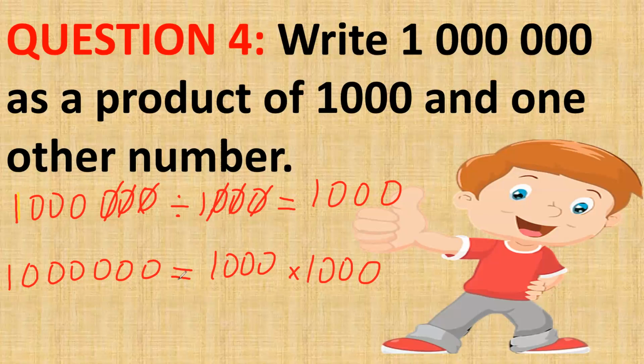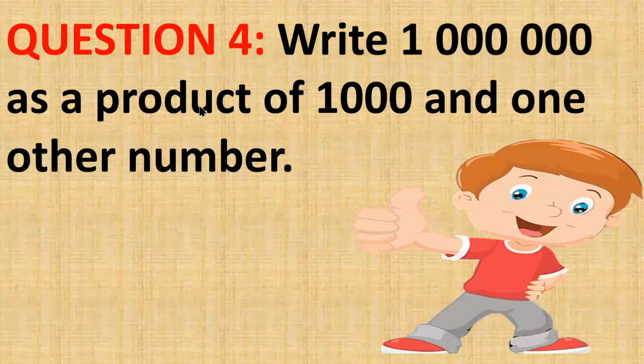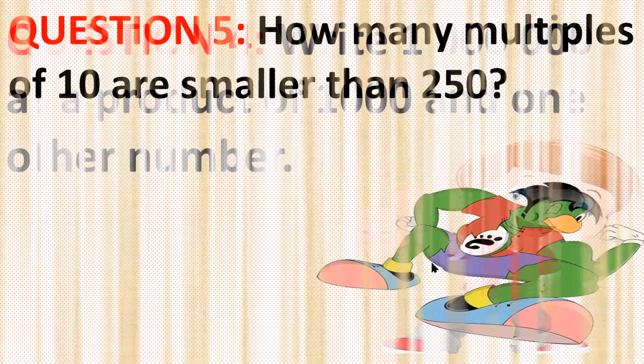1 times 1 is 1. You are writing that, and then you are adding all zeros. How many zeros do we have here? 3 zeros, and then 3 zeros another here. When you add them all, you are getting 601 million. All right, so we have done this question also. Let's continue with the next question.